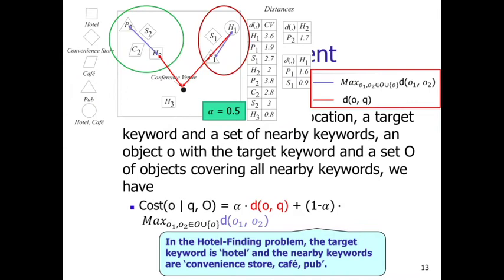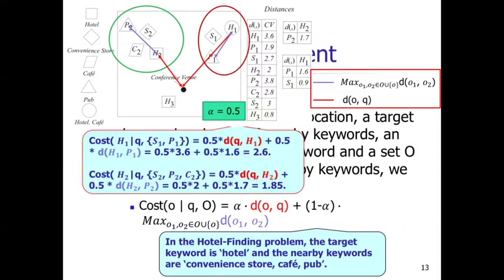In this example, let's consider H1 and its nearby objects S1 and P1, and H2 and its nearby objects C2, S2, and P2. The red line denotes the distance between the conference venue and each hotel considered, and the purple lines denote the maximum pairwise distance among the nearby objects. We can calculate the cost of H1 given Q and S1, P1 to be 2.6, and the cost of H2 given Q and S2, P2, C2 to be 1.85.